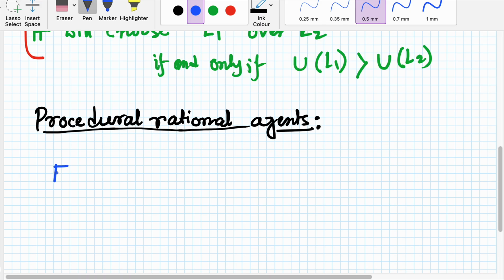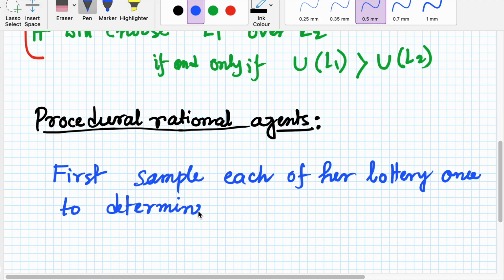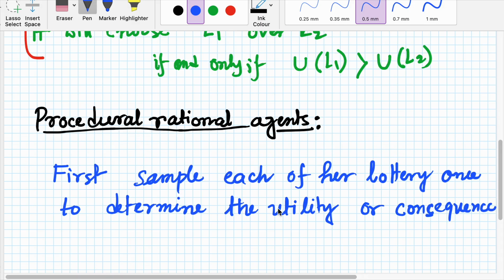So first, this procedural agent samples each of our lotteries once to determine the utility, or in terms of the consequence, the consequence of the lotteries.